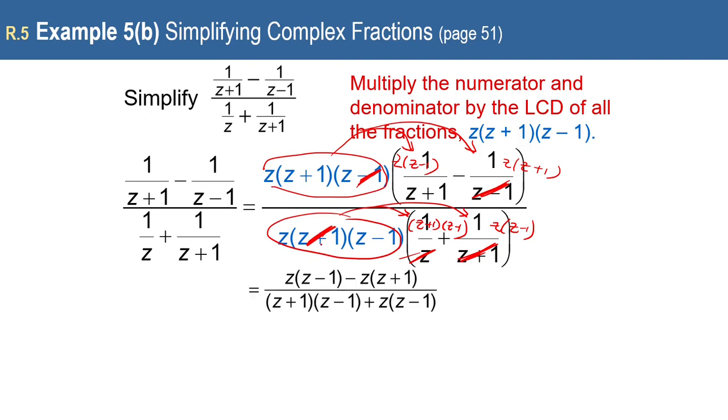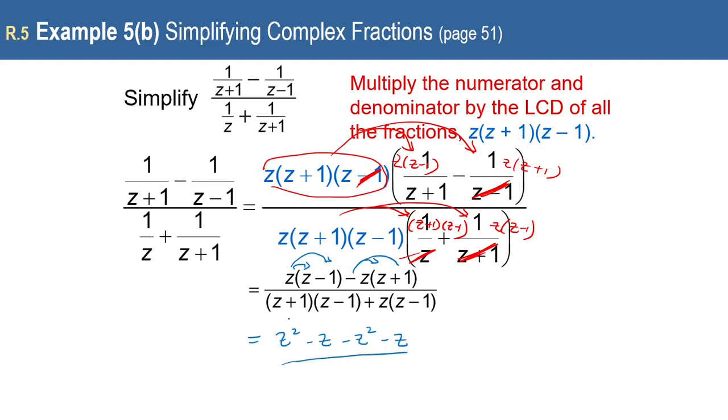This gives us z times z minus 1 on the top, minus z times z plus 1, and then on the bottom we have z plus 1 times z minus 1, plus z times z minus 1. So now let's distribute and simplify. We have z times z, that's z squared. Z times negative 1, that's negative z. Negative z times z is negative z squared. Negative z times 1 is negative z.